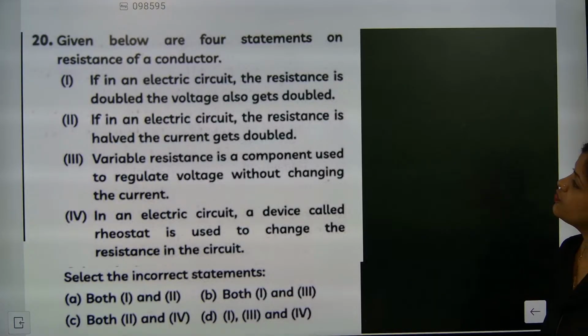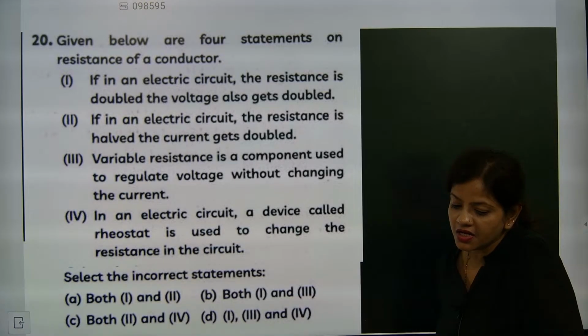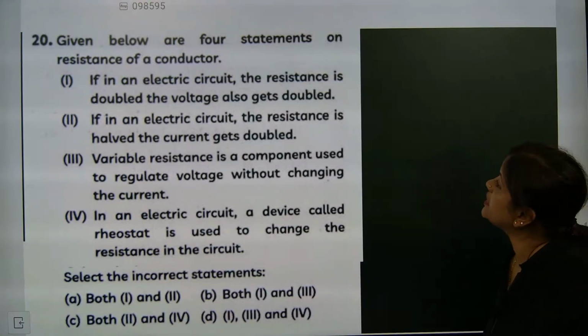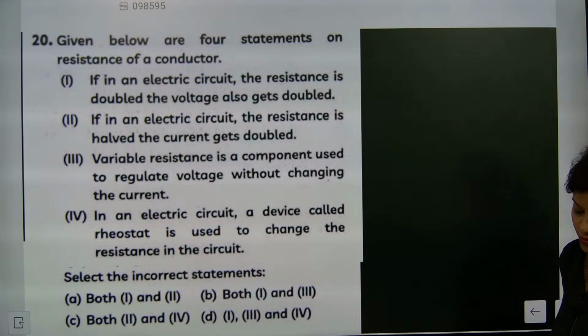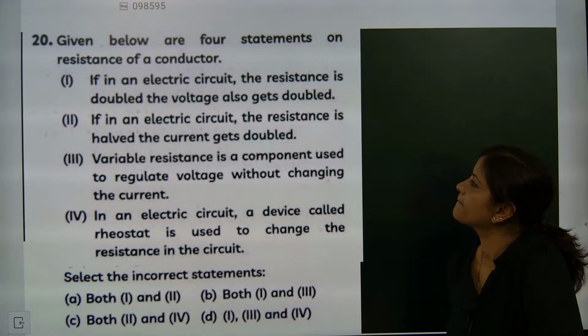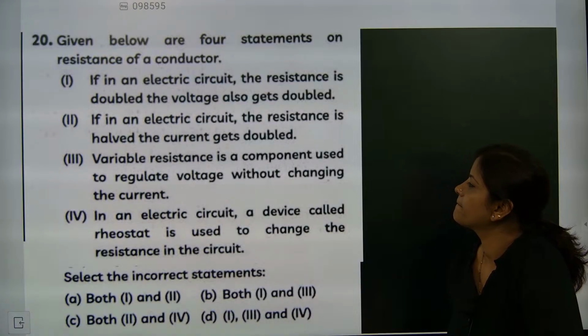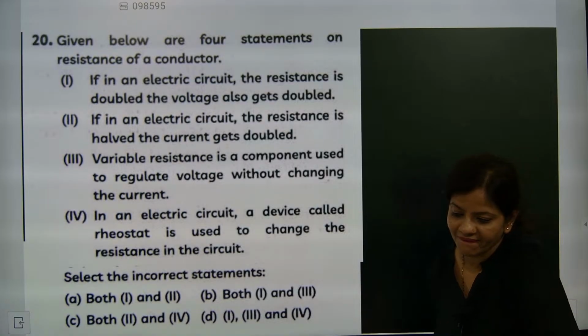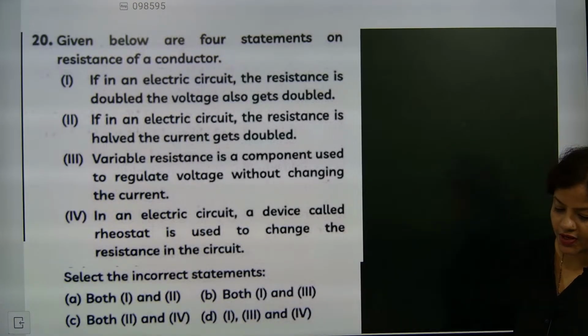I'm moving below. So look, given below are four statements on resistance. Okay, what are all the statements there? Let's check one time. If in an electric circuit the resistance is doubled, the voltage also gets doubled. Wow, think about it. Check this one out. Question 20. Come on, go for it. Everyone try this question number 20, beta.